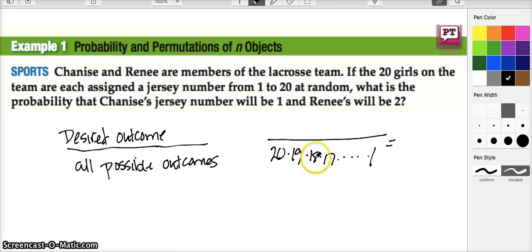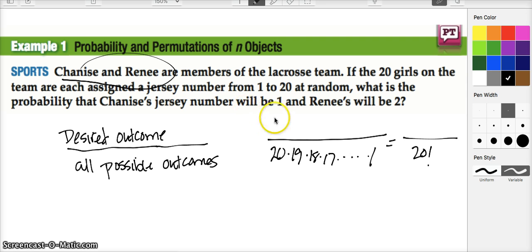Now, how would I write that knowing what we just talked about? Well, I'd write that as 20 factorial, right? So 20 factorial is my sample space. Now I need to consider my desired outcome. I want to know that Shanice and Renee are going to get the numbers 1 and 2 respectively.